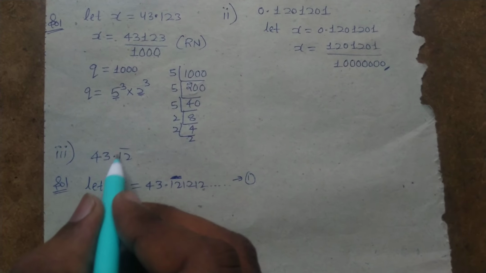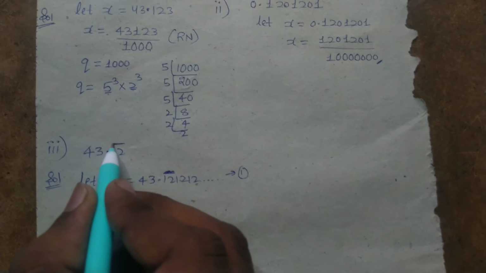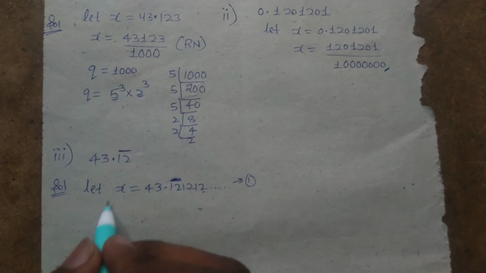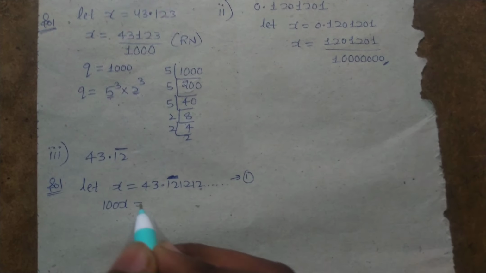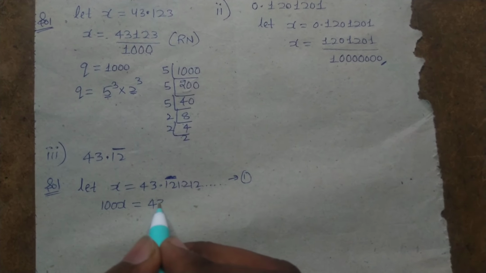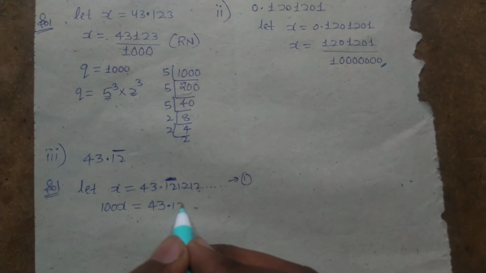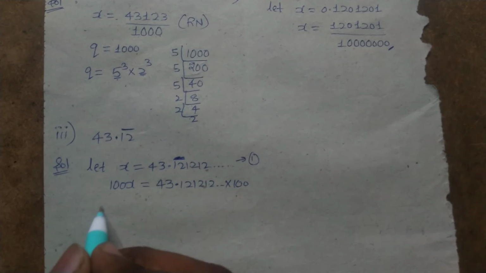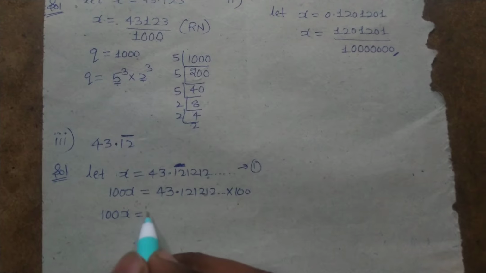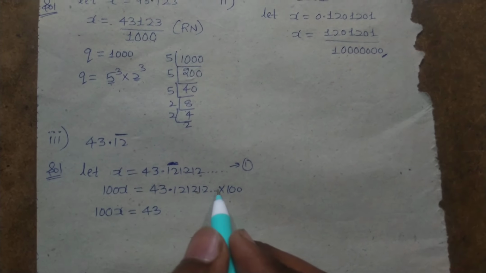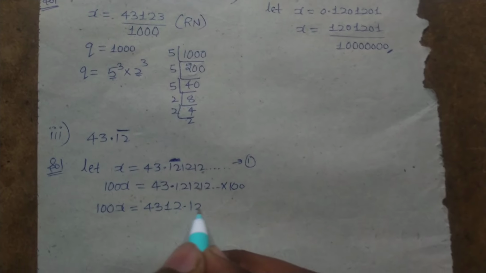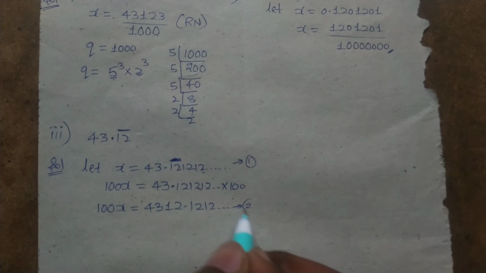Okay, after the point, the bar is on how many digits? 2 digits. If 2 digits, then you have to multiply this by 100. 100x is equal to this, also multiplied by 100. If you multiply 43.121212 and so on into 100, what will this equation become? 100x is equal to 4312.1212, again the same. This is equation 2. Are you able to understand?